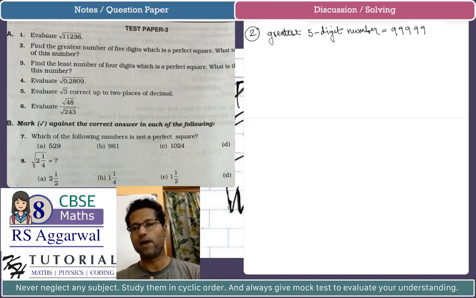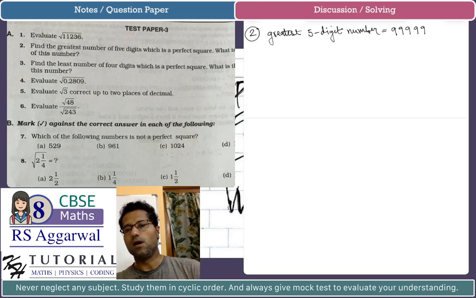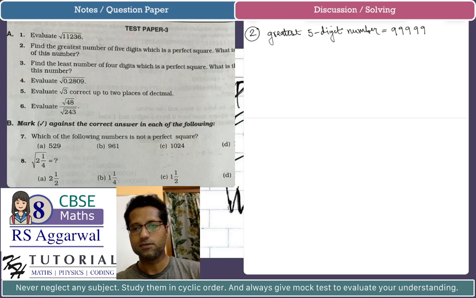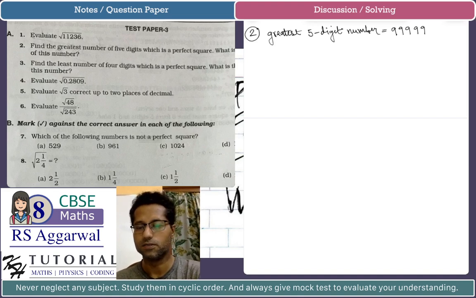So either we have to add something to it or subtract something from it. If we add something to 5 nines, then definitely the number will become a 6-digit number. But we have been asked to find the greatest 5-digit number which is a perfect square. So definitely we have to subtract something from this number. We know that we have done a question where we are asked to find the least number that needs to be subtracted from a given number to make it a perfect square.